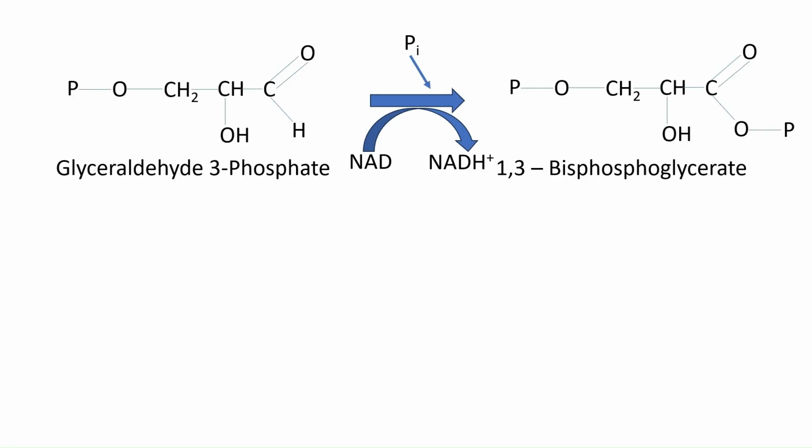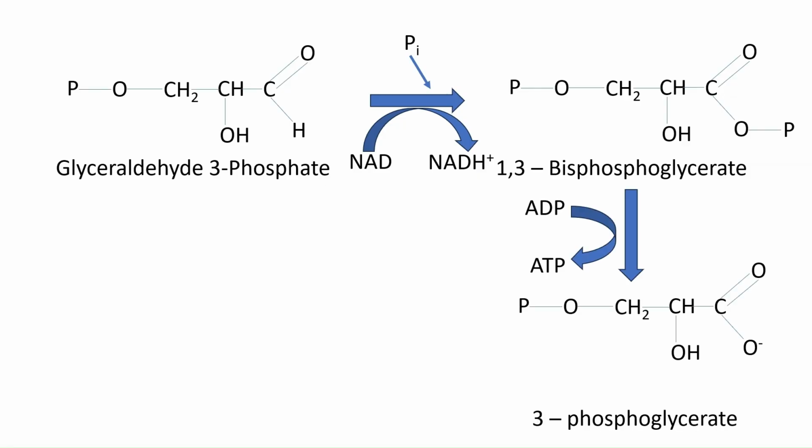Now this 1,3 bisphosphoglycerate is converted to 3-phosphoglycerate by the enzyme phosphoglycerate kinase. Now this enzyme is named after the reverse reaction, and in this step one ATP is generated from ADP, and since we have two molecules of glyceraldehyde 3 phosphate, that means two ATP molecules will be generated.